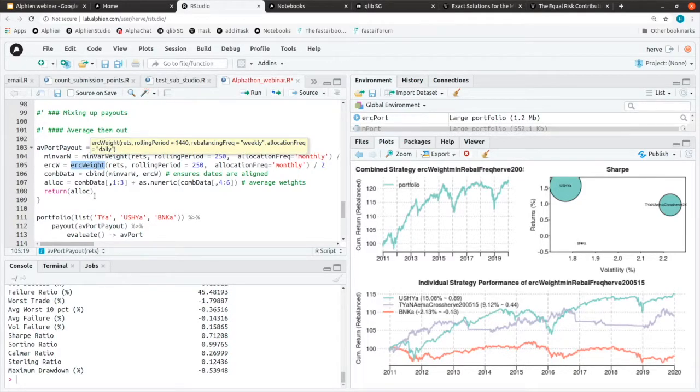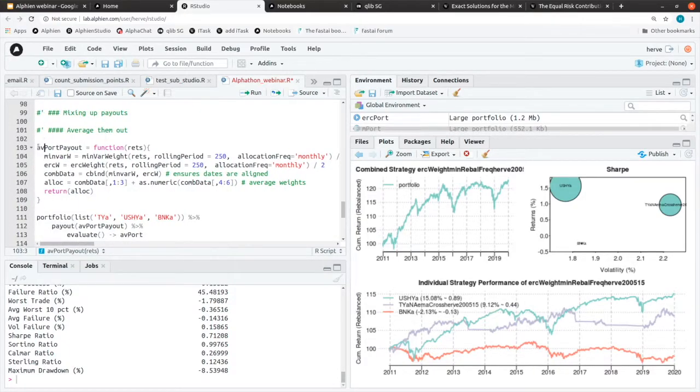I'm not too sure if out of sample, so outside from the backtest, the minimum variance portfolio will be the most efficient, or if it's going to be the equal risk contribution. Why not average the two of them, to ensemble the two portfolios and find something maybe more stable over the long run.